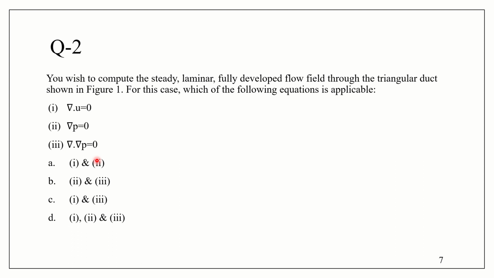So A is not applicable because it is including 2. B is again not applicable. C is the right answer because it is having 1 and 3 only. Whereas in D it is 1, 2 and 3, because the second equation is not applicable. This again is false. So the right answer is option C.